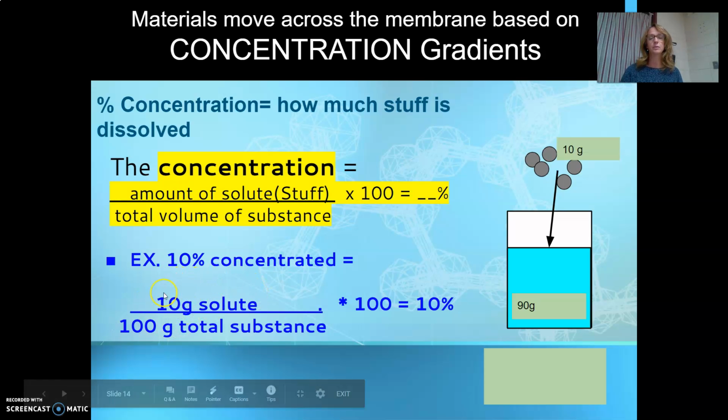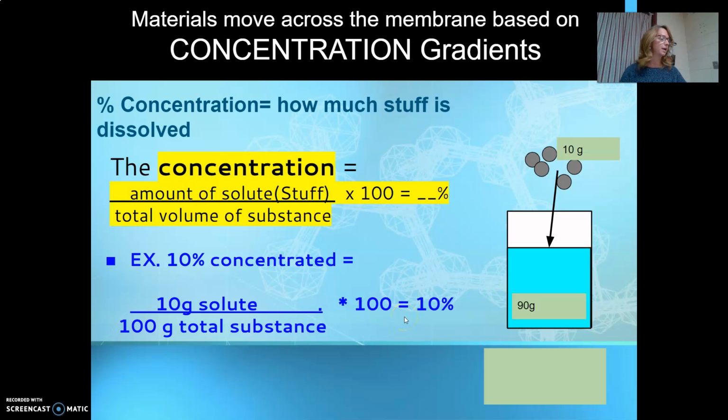The part is whatever's less in amount, so the 10. The total is everything altogether. Multiply it by 100 to turn it into a percent.